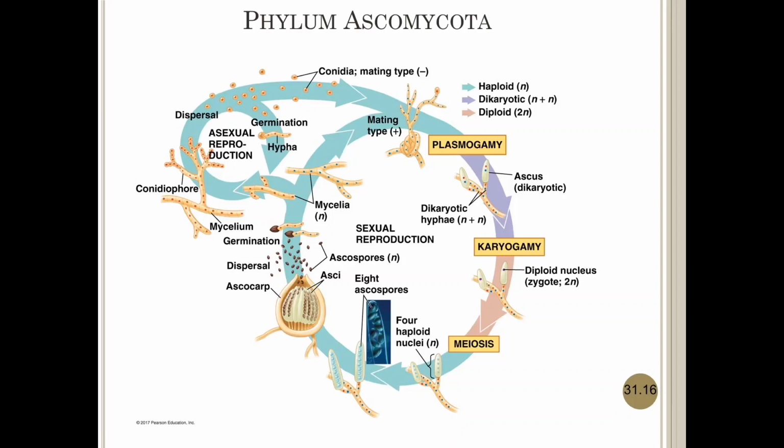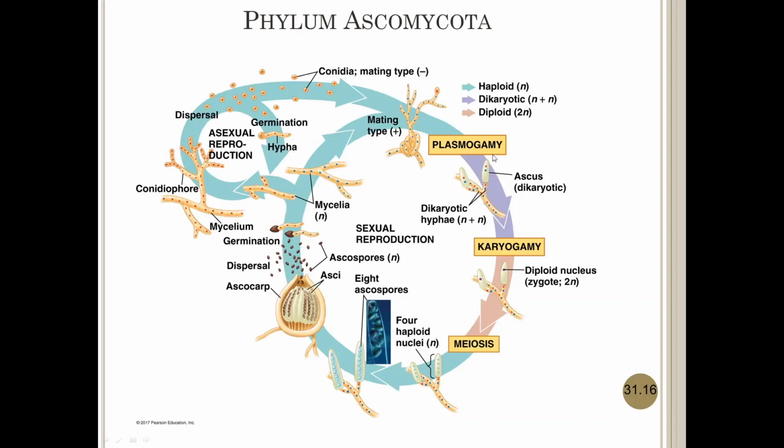And so this story is the same. The ascospores are released from the ascocarp when they are mature. One germinates, the other germinates. You get a red and a blue, plus and minus, right? They're going to fuse then over here. They're going to fuse their hyphal tips.